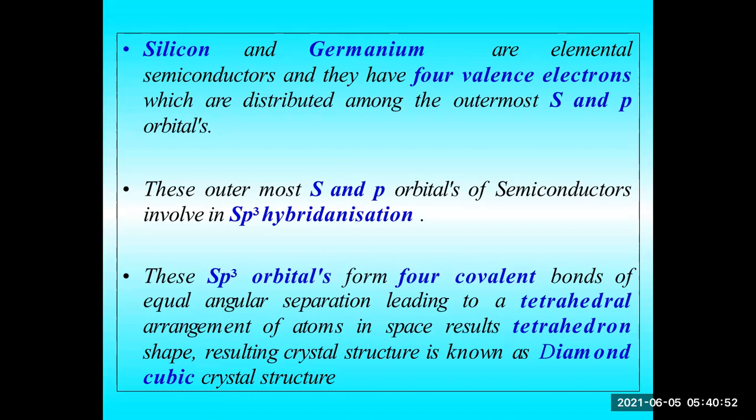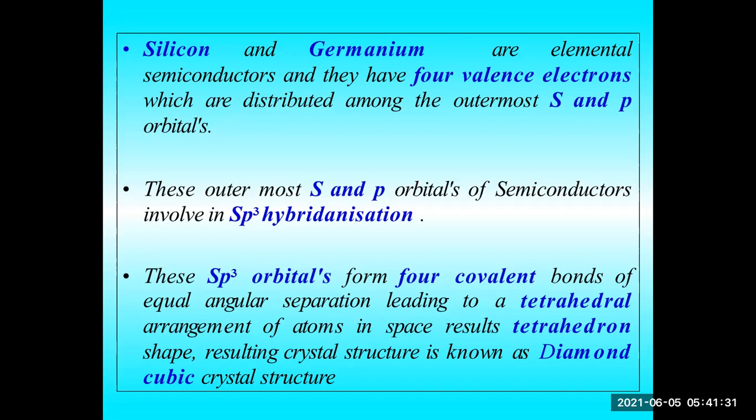Silicon and germanium are the semiconductors said to be intrinsic semiconductors, that is, pure semiconductors. When we go inside silicon and germanium, you'll find that the silicon and germanium elements have 4 valence electrons, and the hybridization taking place inside these two intrinsic semiconductors is sp3 hybridization. The crystal structure of silicon and germanium is the diamond cubic crystal structure. Now, this is for your information, right?